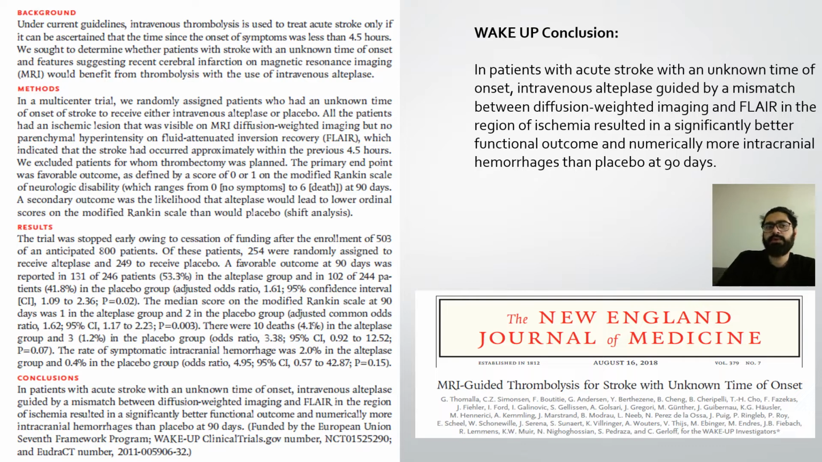Those patients were randomized in this trial based on this FLAIR mismatch with the diffusion weighted imaging. And the thesis, rationale, or principle behind such a methodology was that possibly these patients are still within the time window for acute stroke IV thrombolysis, and the trial conclusions were very interesting.